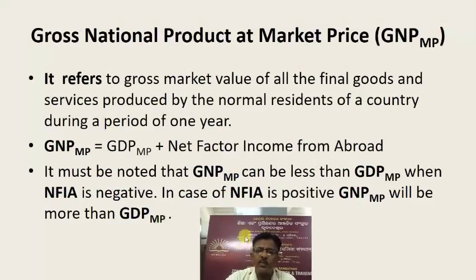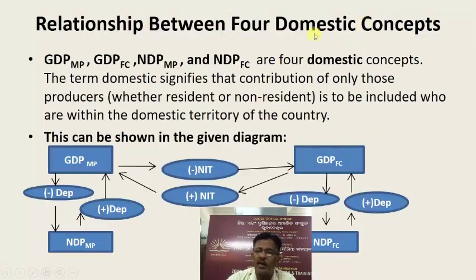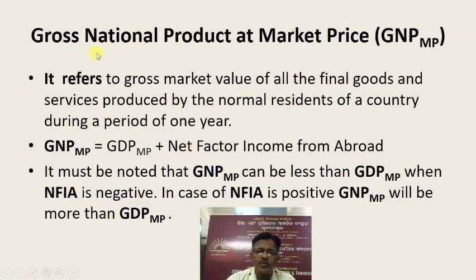The gross national product at market price. So we have discussed up to the previous slides all the 4 domestic concepts. Now if you just apply your common sense, there will be 4 national concepts also, starting with gross national product at market price, GNP at market price. Like that, GNP at factor cost will be discussed next. Then if you remove this G and put N here, so NNP-MP, then NNP-FC also will be there. Let us take GNP-MP first.